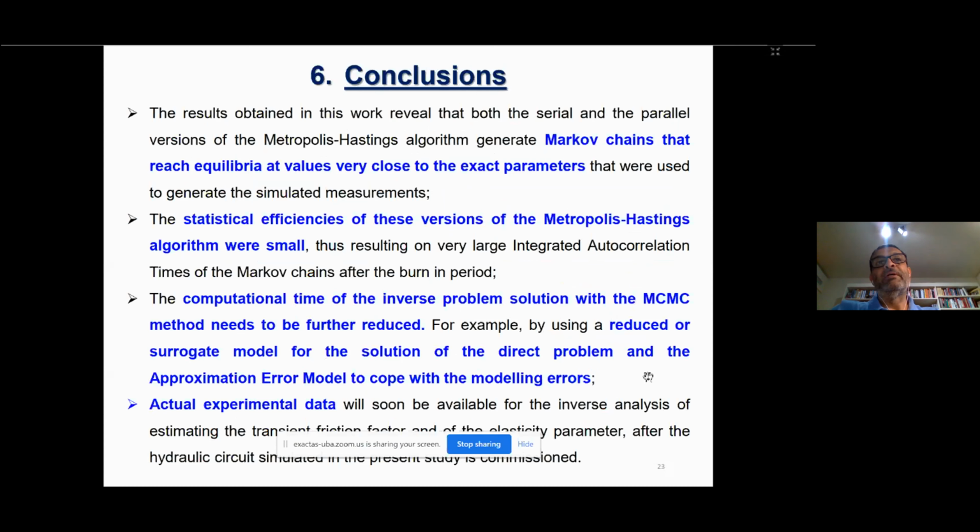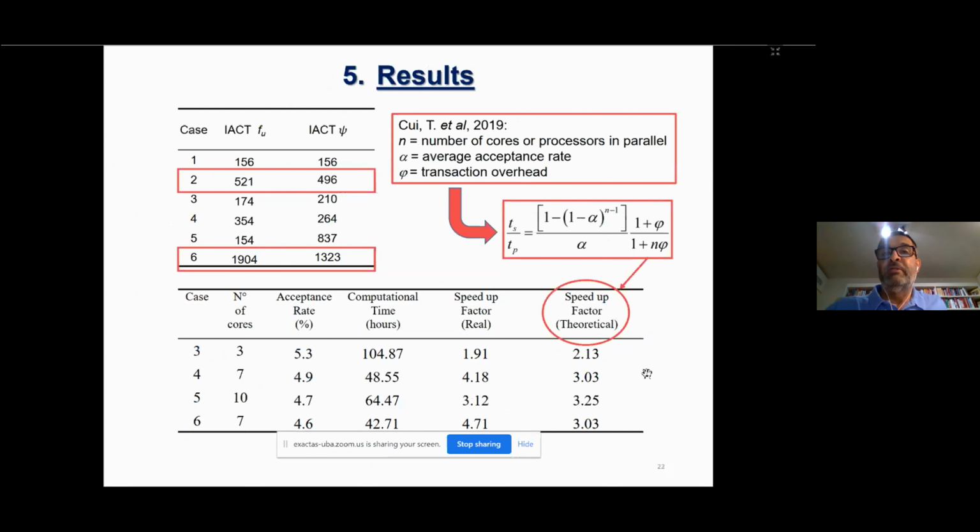Some conclusions: the Markov chains have reached the equilibrium at values very close to the exact parameters, but the statistical efficiency of both algorithms, the serial and the parallel algorithms, was very small. The computational time of the inverse problem solution with MCMC is still too large, here taking 43 hours, which limits the number of states that we can generate with the Markov chain.